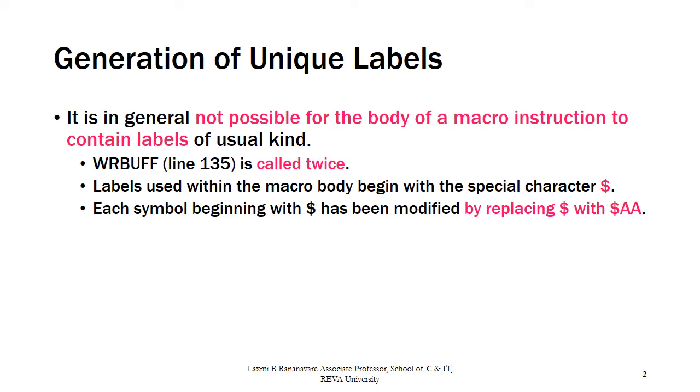Now suppose we want to have labels in our definition of the macro, then those labels must be preceded with a special character $, and each symbol beginning with the dollar has been modified by replacing dollar with $AA. For example, it is $AA. You can have $BB or $AC, anything you can have. But wherever it is referred, then it should be replaced with the $AA.